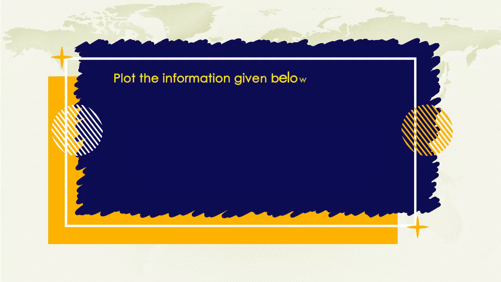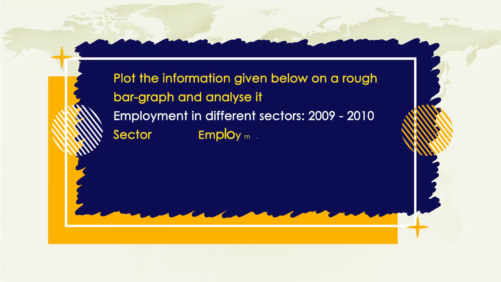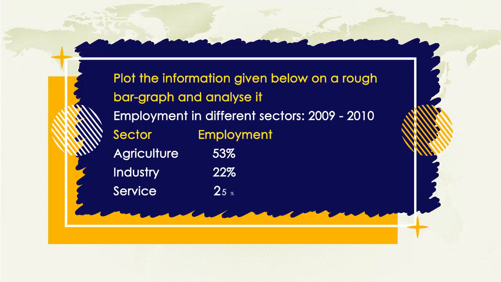Plot the information given below on a rough bar graph and analyze it. Employment in Different Sectors, 2009-2010. Sectors: Agricultural Sector 53% of employment, Industry Sector 22% of employment, Service Sector 25% of employment.